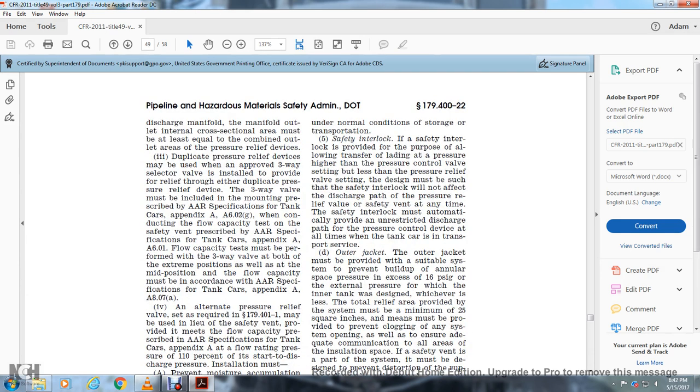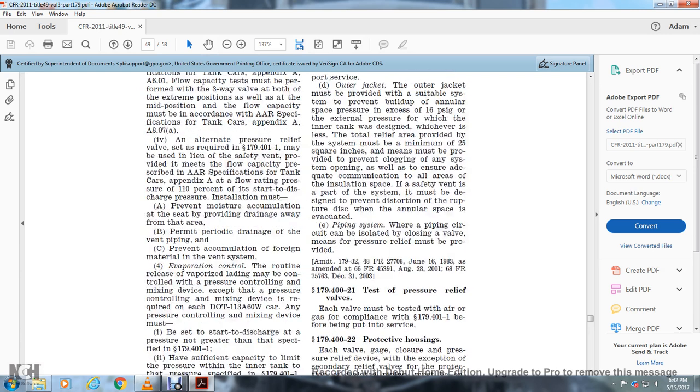3. The duplicated pressure relief device may be used with an approved three-way selector valve installed to provide relief through the duplicated pressure relief device. The three-way valve must be included with the mounting prescribed in the AAR specification for tank cars, appendix A 6.02G, conducting the flow capacity test with the safety valve prescribed in the AAR specification for tank cars appendix A 6.01. Flow capacity must be performed with the three-way valve both at the extreme position as well as the mid position, and the flow capacity must be in accordance with the AAR specification, tank cars appendix A07A 4.